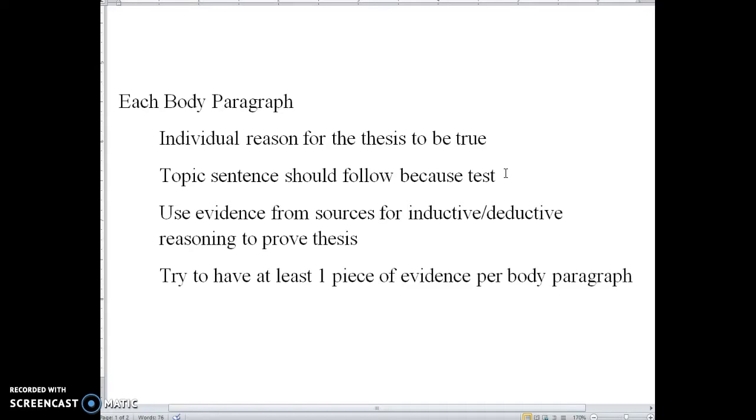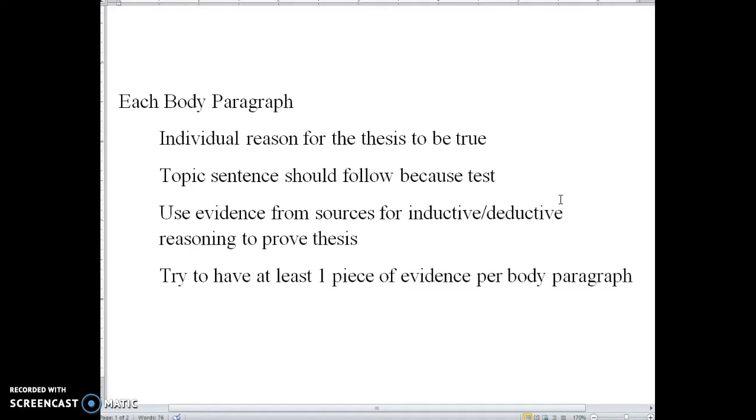The topic sentence should very clearly state what the reason is to make your reader clear on what exactly you're going for. And remember that we want to follow the because test, and I'll show you what that means in just a moment. In other words, as I told you before, you should be able to read your thesis, say in your mind the word because, then read your reason or your topic sentence, and it should make sense grammatically. That's a good way to make sure your structure is clear.